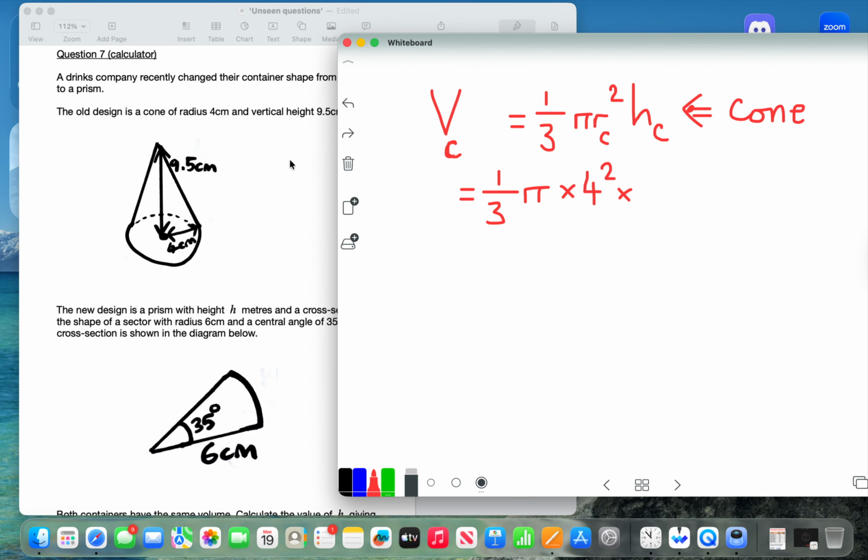The height: you always need the vertical height, not the sloping height. There was actually a question in a past paper, and I did a video on this one, where it gave you the sloping height, not the vertical height that's perpendicular to the base. And this would be the first of the 6 marks for that.